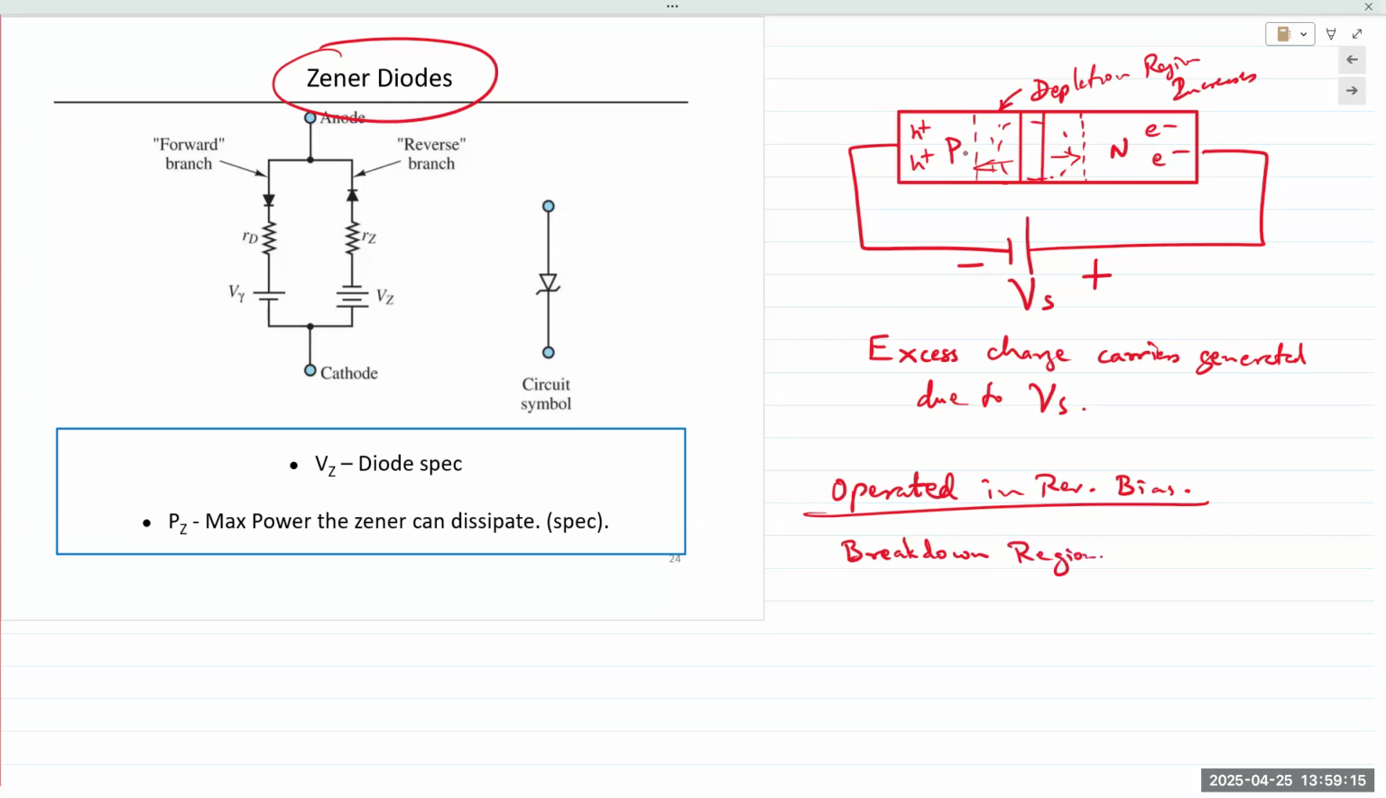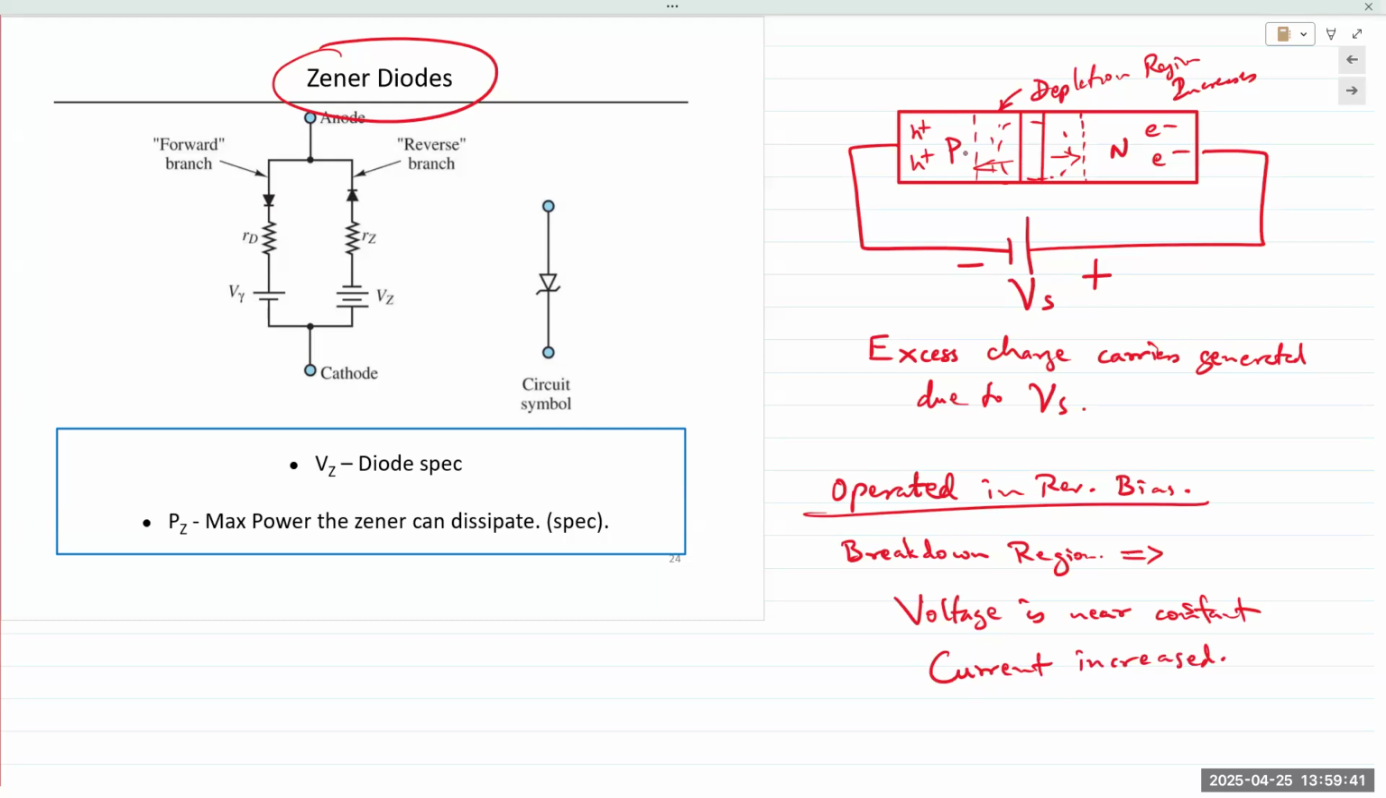Breakdown region. Voltage is constant or near constant. And the excess energy results in an increased current flowing through the diode.